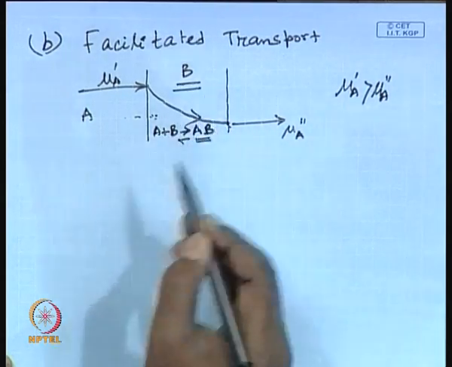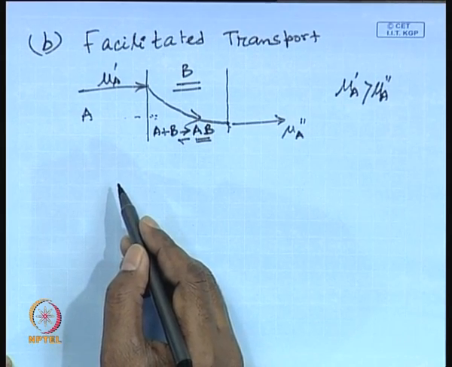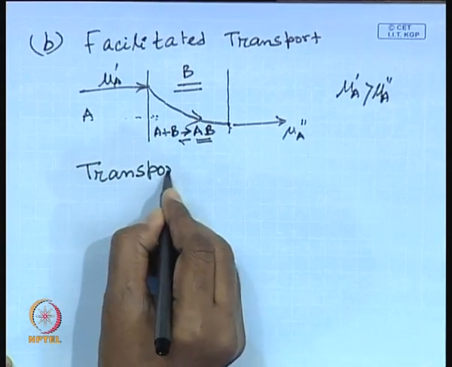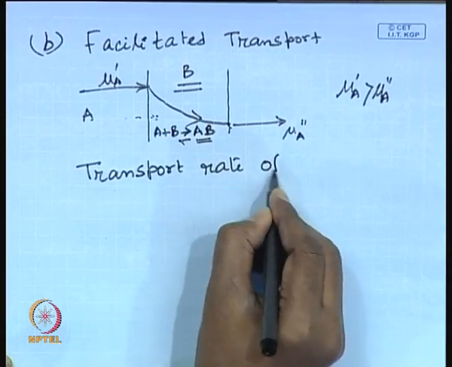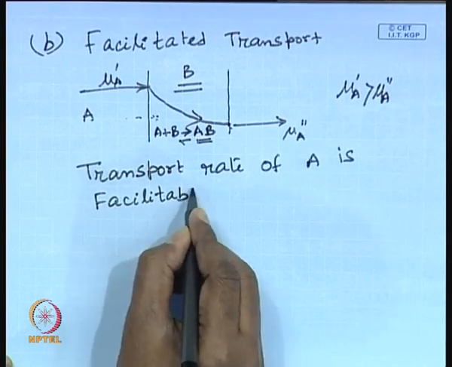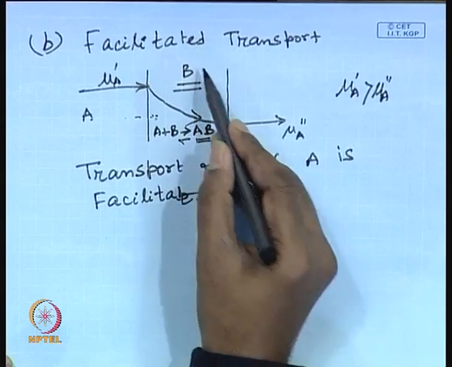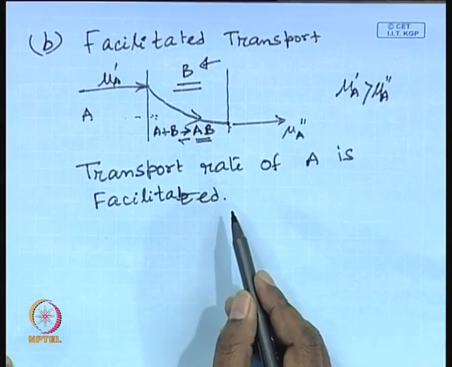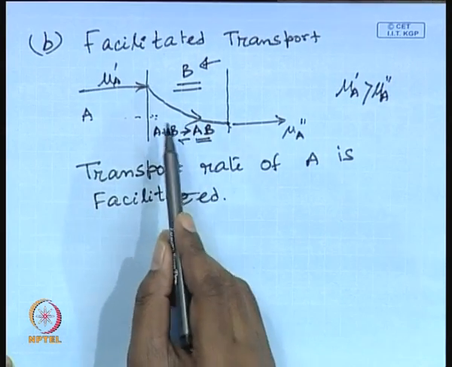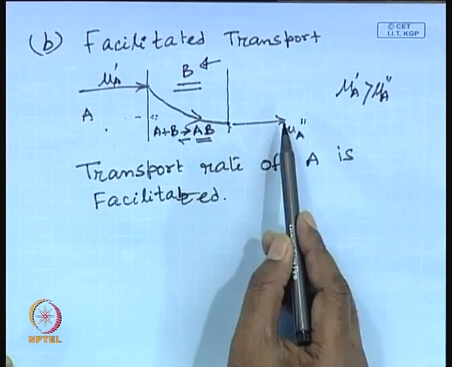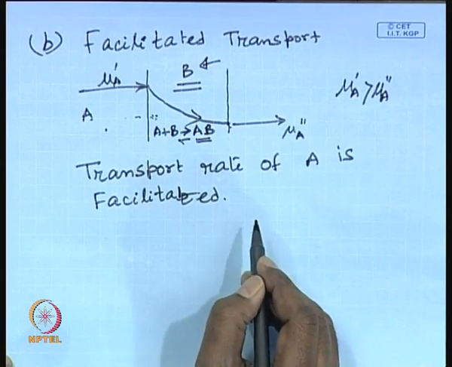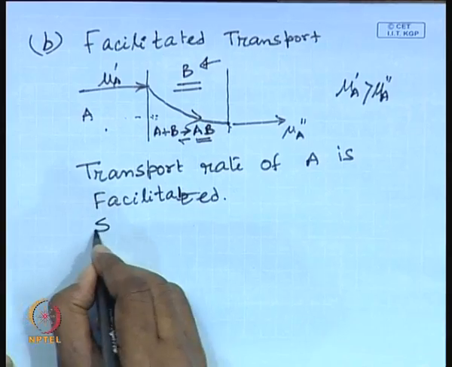Because of the presence of this external agent B in the membrane phase, the transport rate of A is facilitated. The selection of the species B is such that it cannot go into the feed stream or the permeate stream. It will be within the polymer phase. So, this is known as the facilitated transport, and it is a special form of passive transport.